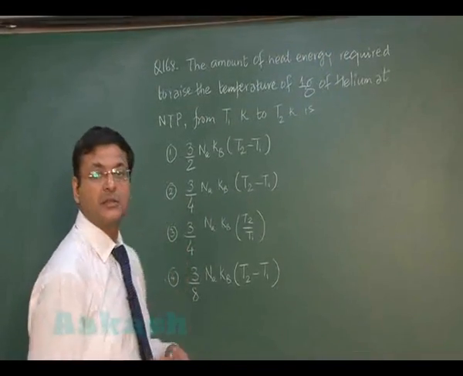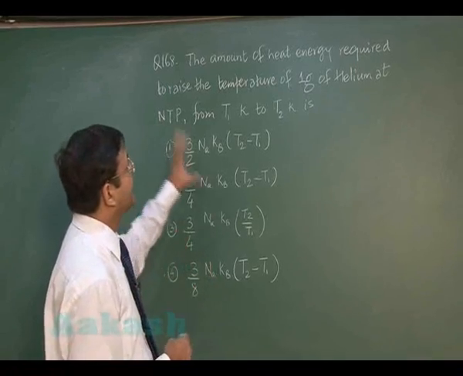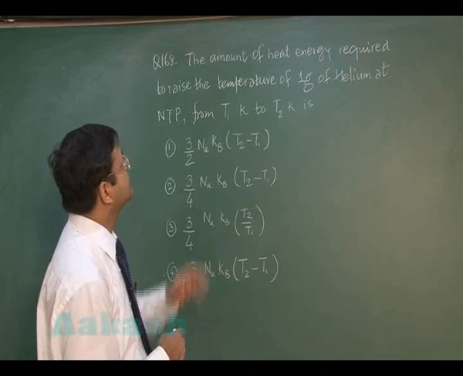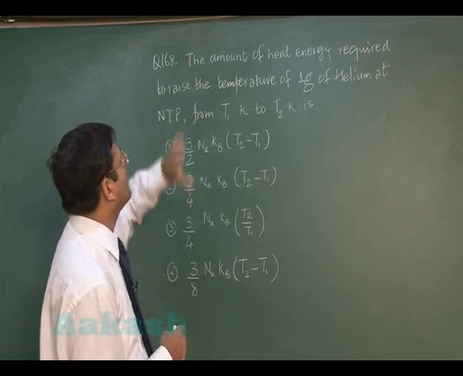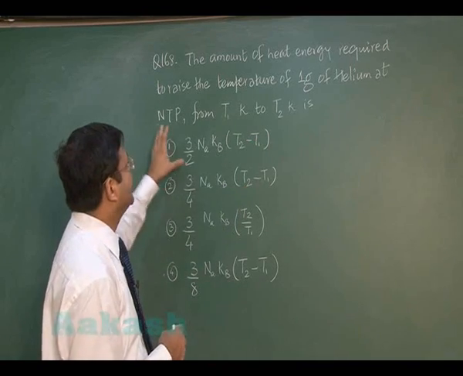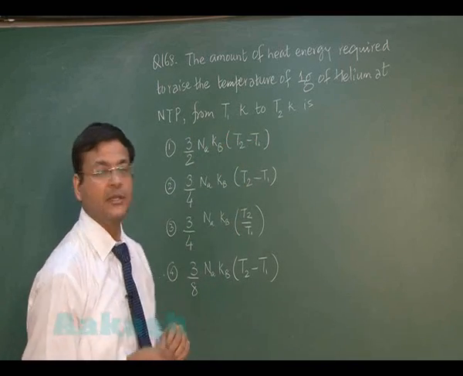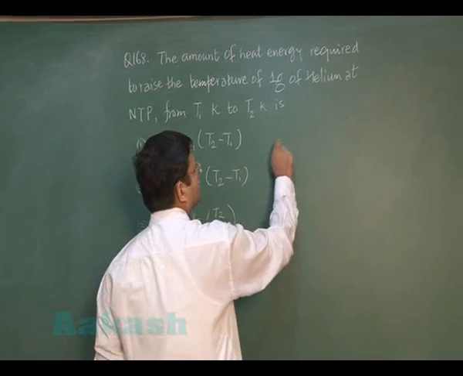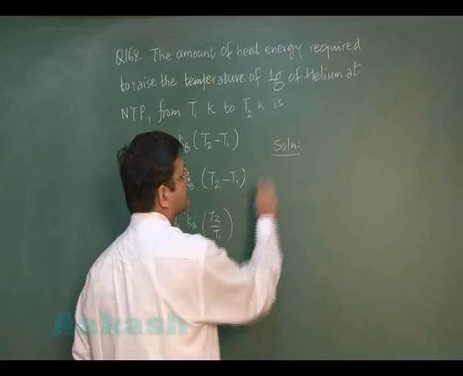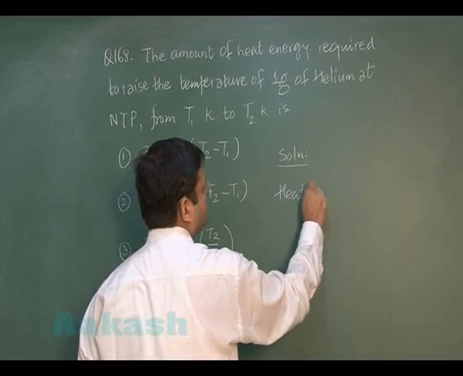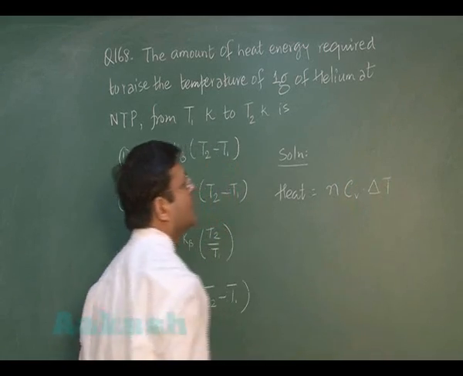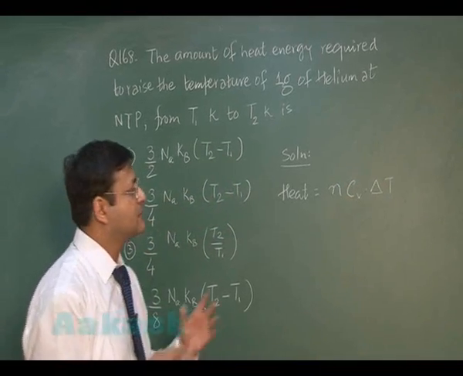Here the next question, question 168, is based on thermodynamics and concepts of kinetic theory of gases. They are requiring the amount of heat energy required to raise the temperature of 1 gram of helium at NTP from T1 Kelvin to T2 Kelvin. In this kind of question, you can straightaway use the formula. Whatever heat is required here is equal to nCv delta T.